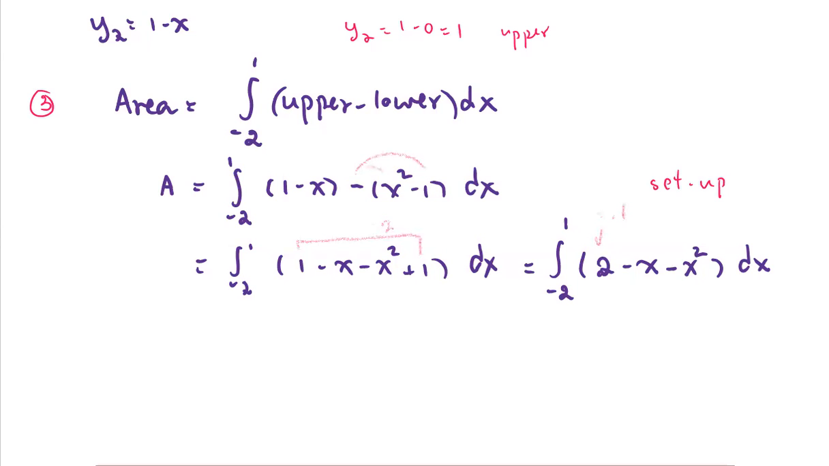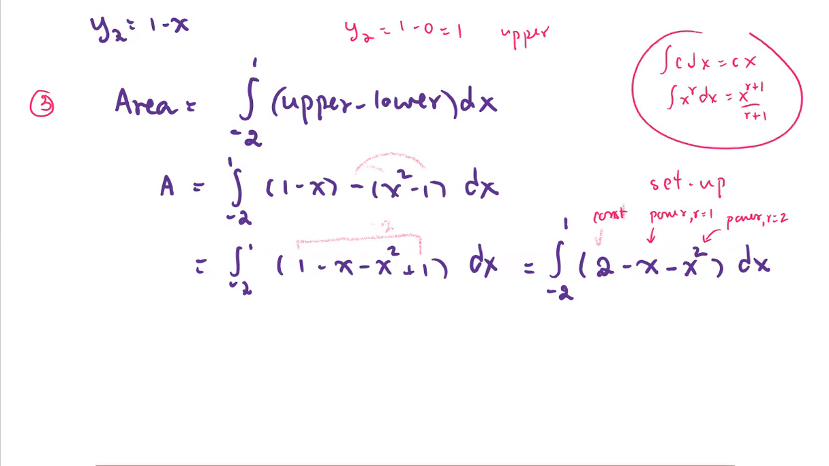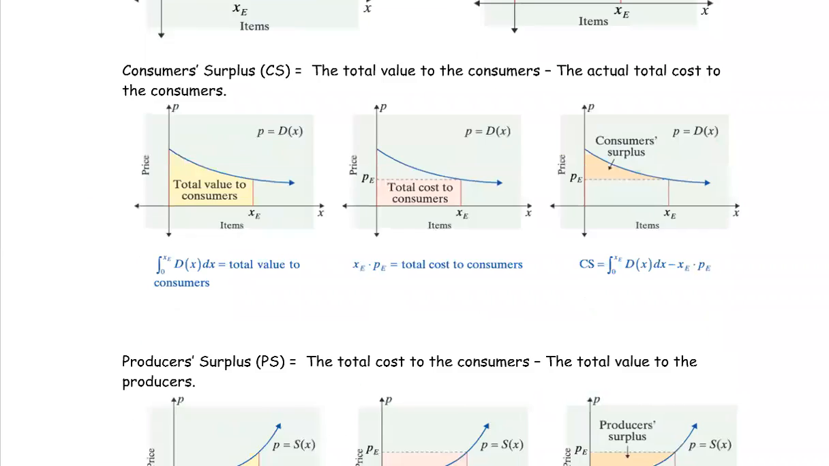So this, let me use different ink. So this one is the constant term. This one is the power form where r equals 1. This as a power where r equals 2. Okay. For the constant, the integral of the constant is c times x. The integral of the power is x to the r plus 1 divided by r plus 1. So from 2 antiderivative rules that we used before.